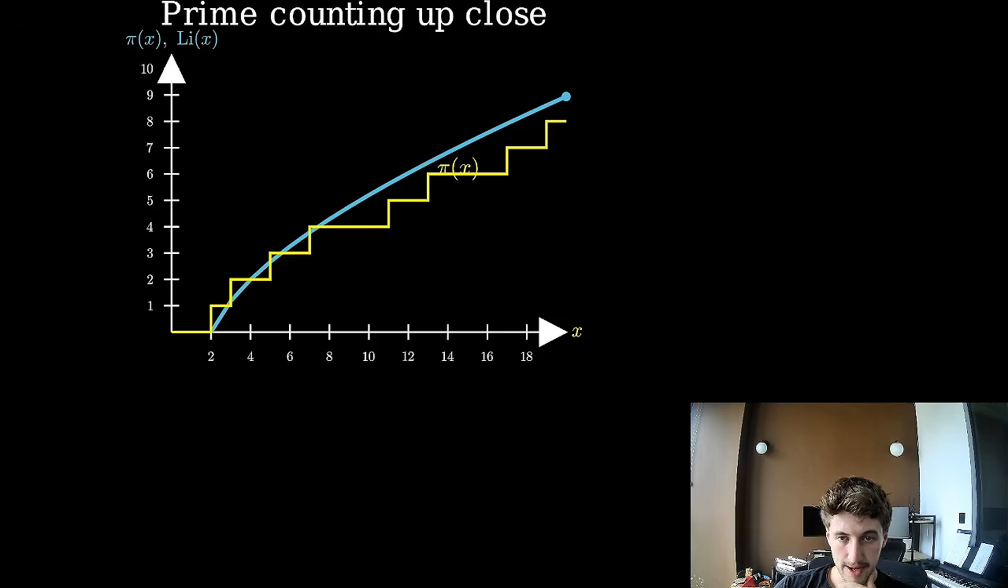So there we have it. We have Li x, which is the blue curve, and pi x, which is the stepping up curve, or the stepping up function. So what we see is there is a big error between these. It doesn't exactly match it.